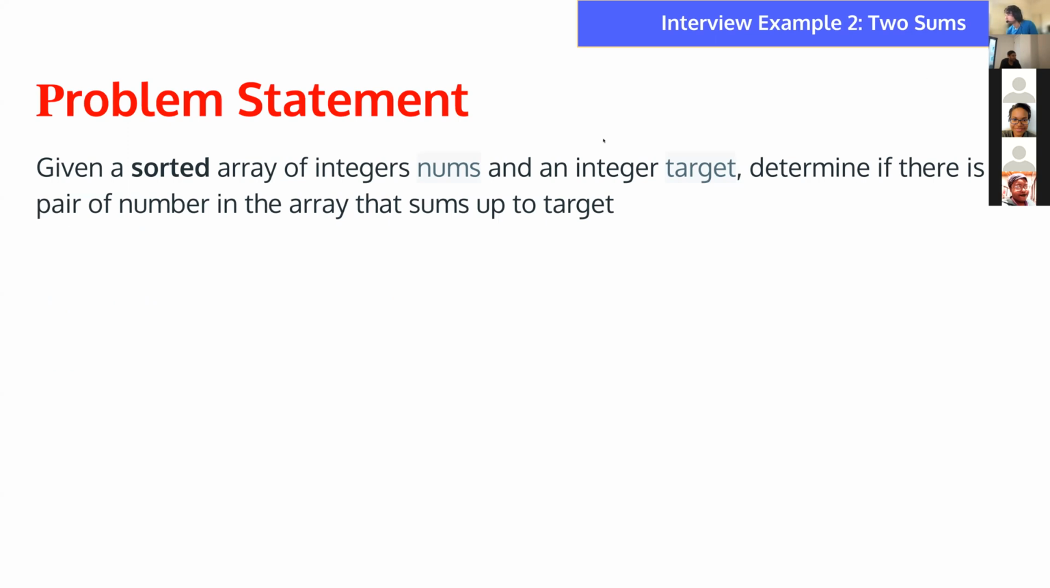Okay, moving around the Zoom screen is just totally messing with slide selection. Okay, so the question here: given a sorted array of integers and a target, determine if there's a pair of numbers in the array that sum up to the target. So is there a way for us to find two numbers in a list that add up to a given number?